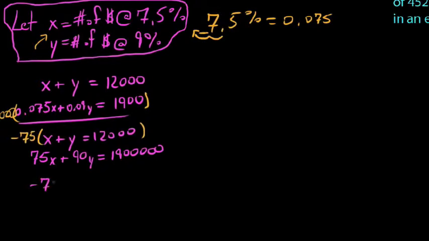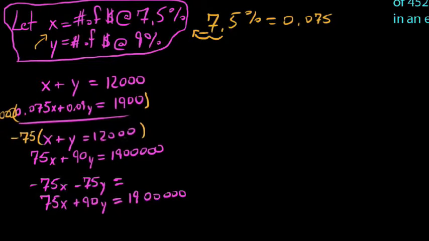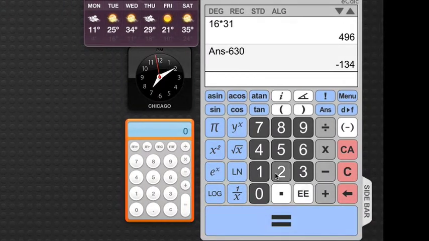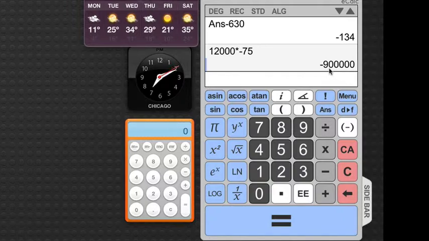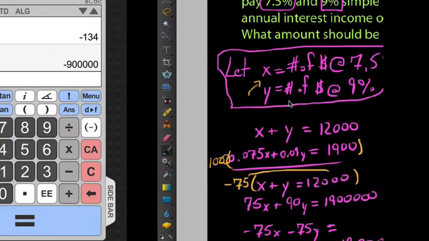So we get negative 75x on our top equation, minus 75y. We have to go check our multiplication here on our constants, but our second equation we have 75x positive, 90 positive y's, and 1, 9 followed by 5 zeros. So now 12,000, we need to take this times our negative 75 here. So we're going to go over here, we say 12 grand times negative 75. So we get this. We get an even negative 9 followed by 5 zeros.